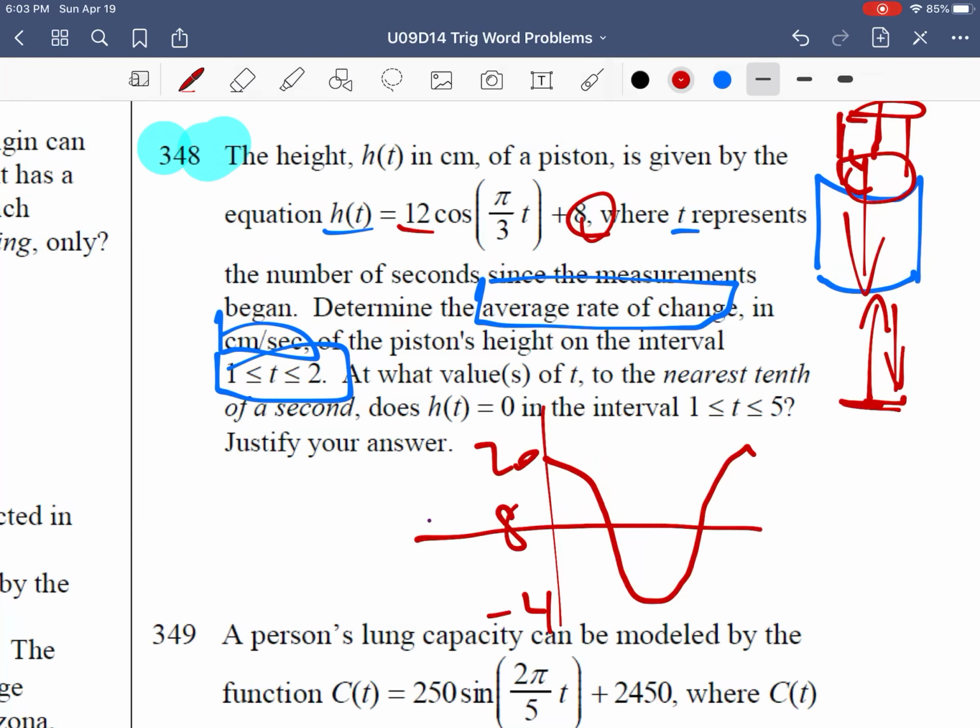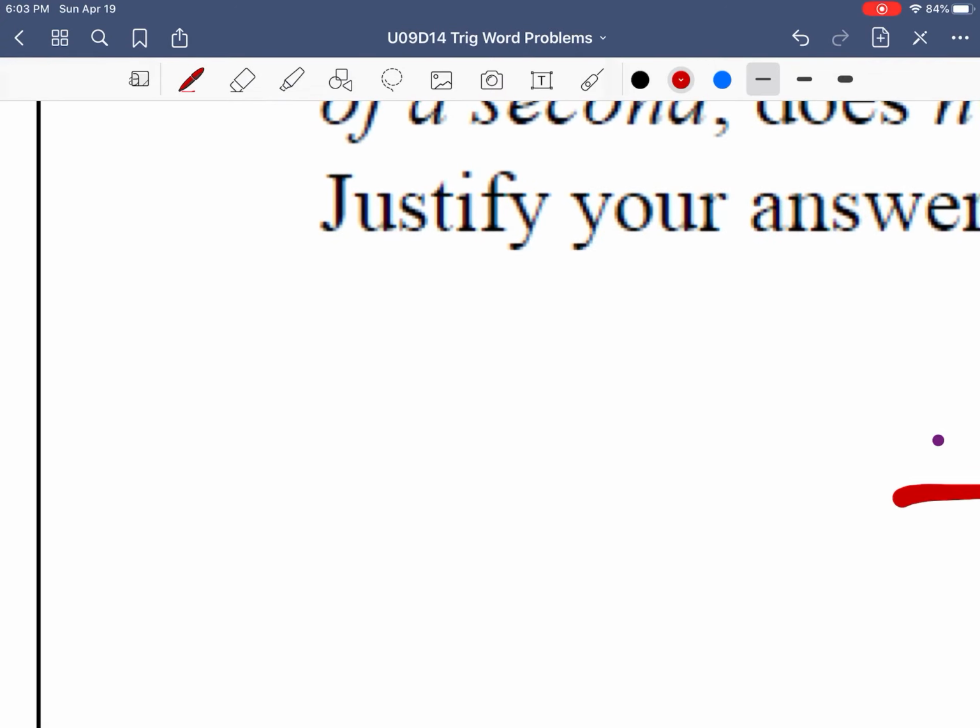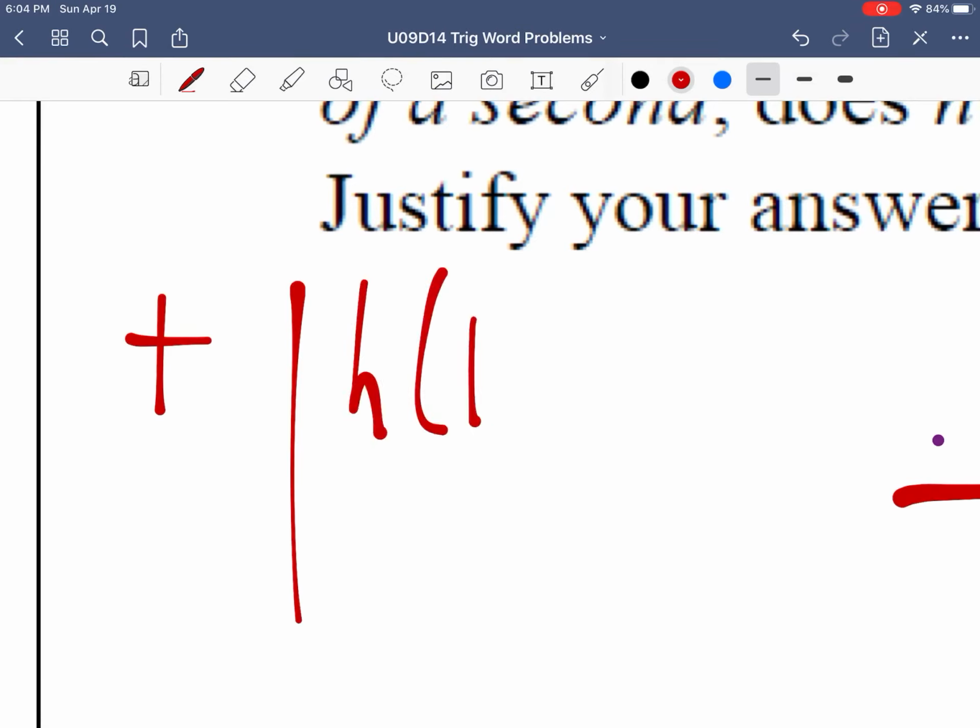So the question says, what is the average rate of change? We don't know what the period is at the moment. I don't think we need to know for this question, but we can find it using the formula. To find the average rate of change, we need to know 2 points. We're going to make a table of values here, with t and h of t for this problem.